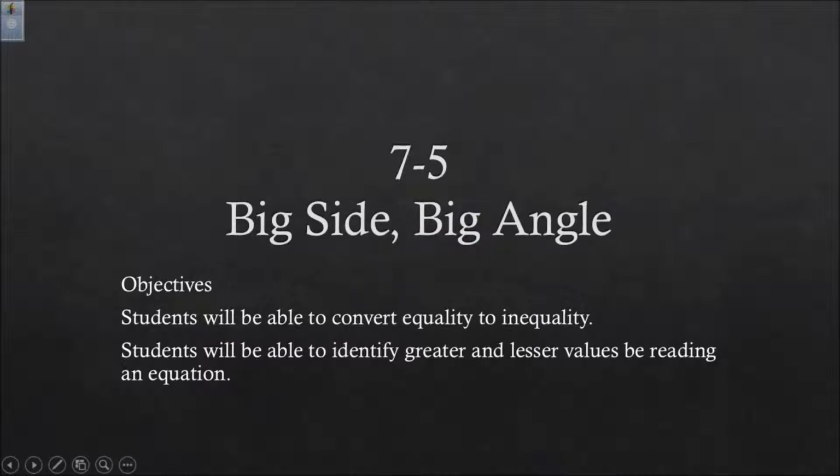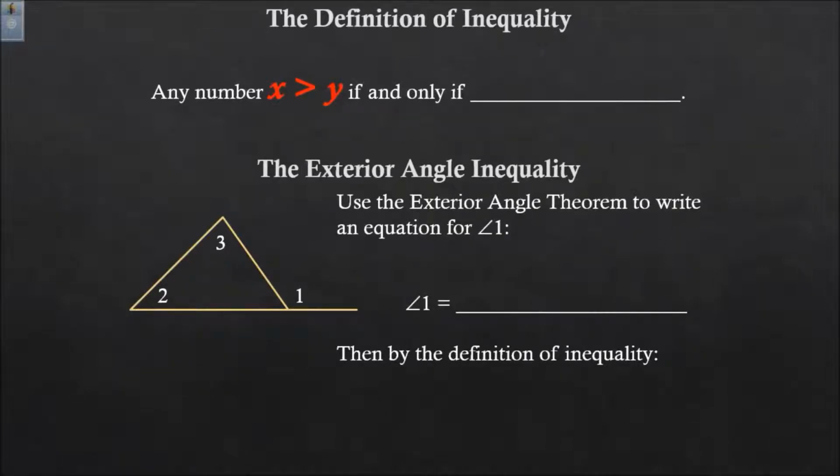Today we're going to be discussing Lesson 5 in Unit 7 called Big Side, Big Angle. Our goals today are not those objectives. Those are not the right objectives. Instead, we're going to learn how to distinguish the largest side of a triangle, the largest angle, and the relationship between the sides and angles of a triangle.